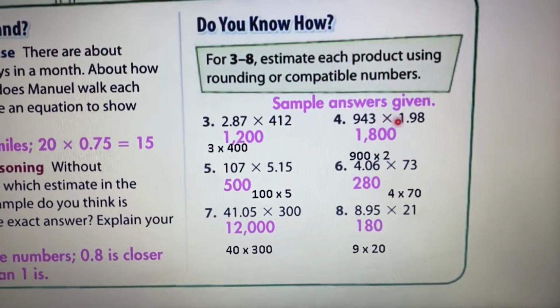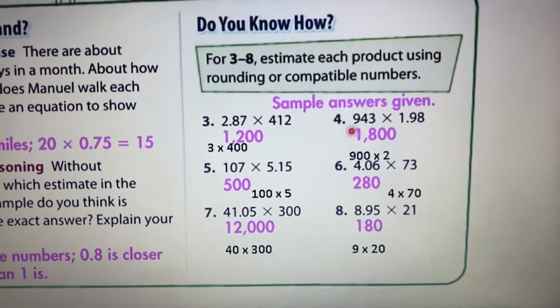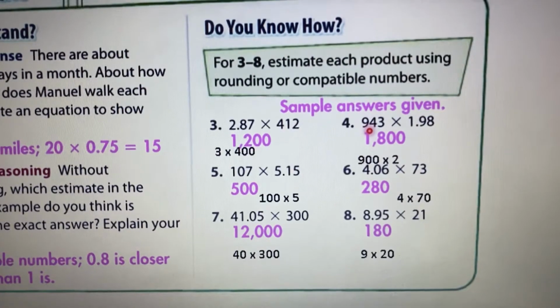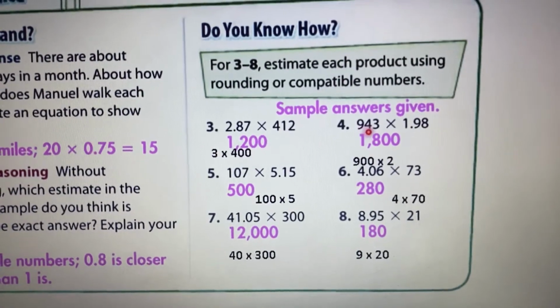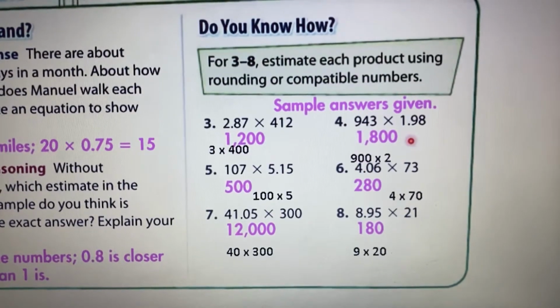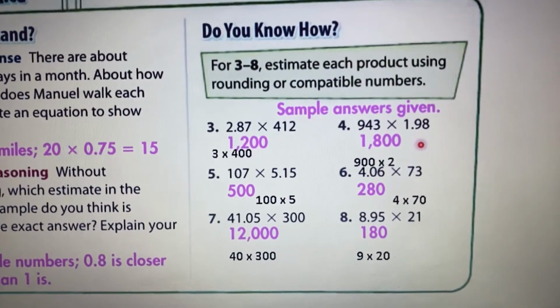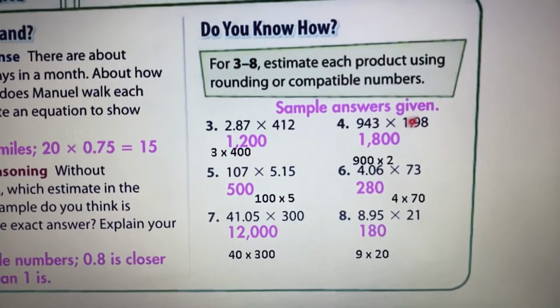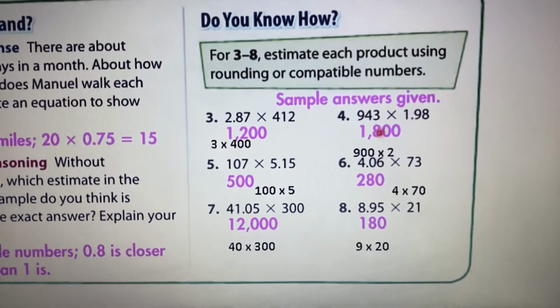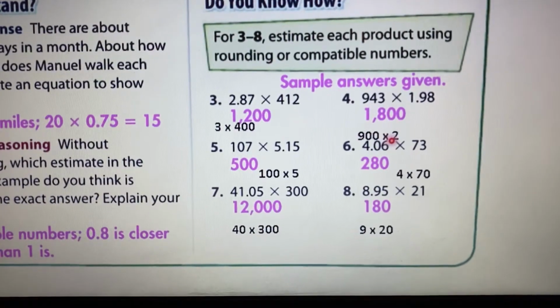943 times 1.98. So 943 is between 900 and 1,000. But here I have in the tens 4, so it is closer to 900. 1.98 is between 1 and 2. But since here I have 9, it's closer to 2. So I'm multiplying 900 times 2.